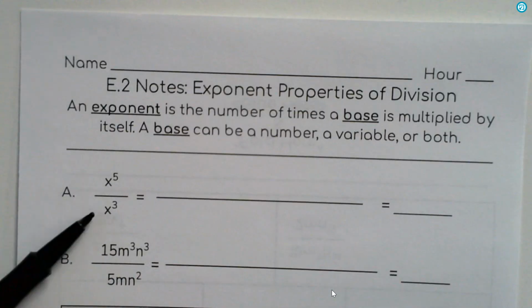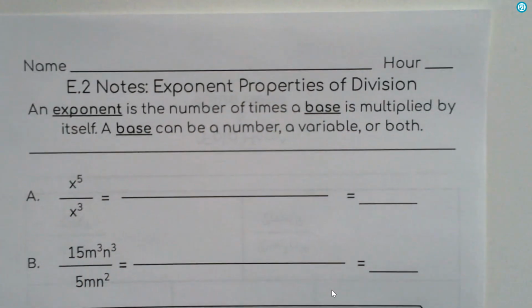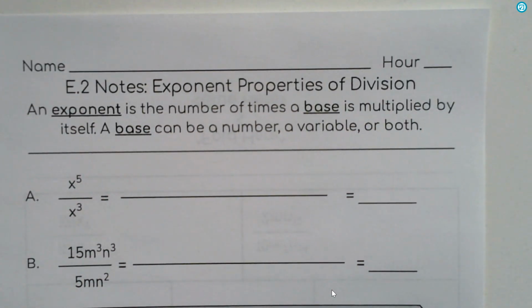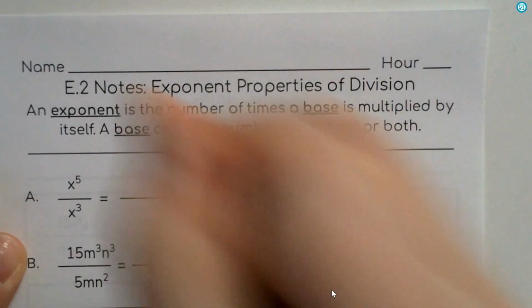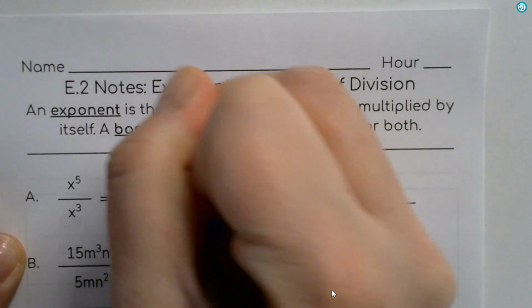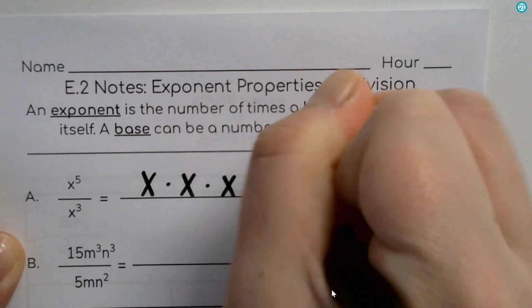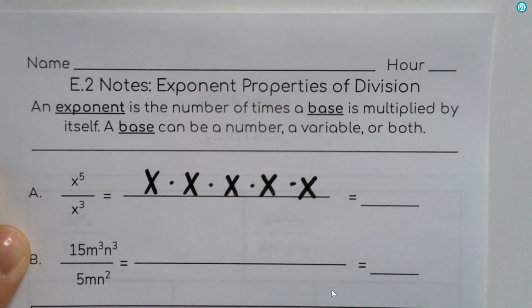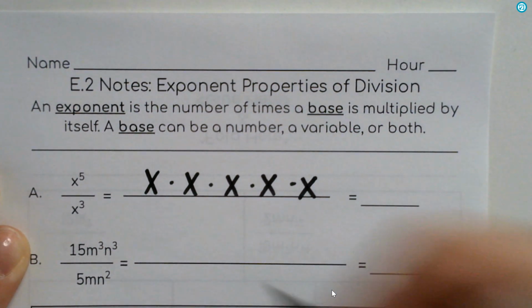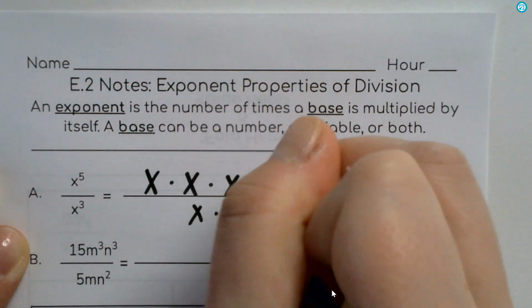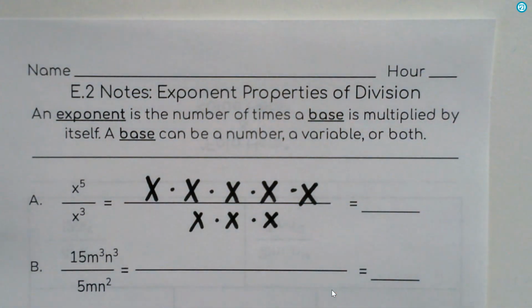So right here we've got x to the 5th over x to the 3rd. We are going to expand this out just like we expanded out yesterday's problems. So x to the 5th means x times x times x times x times x. So I should have 5 of those on top. X to the 3rd means x times x times x. So I should have 3 on bottom.